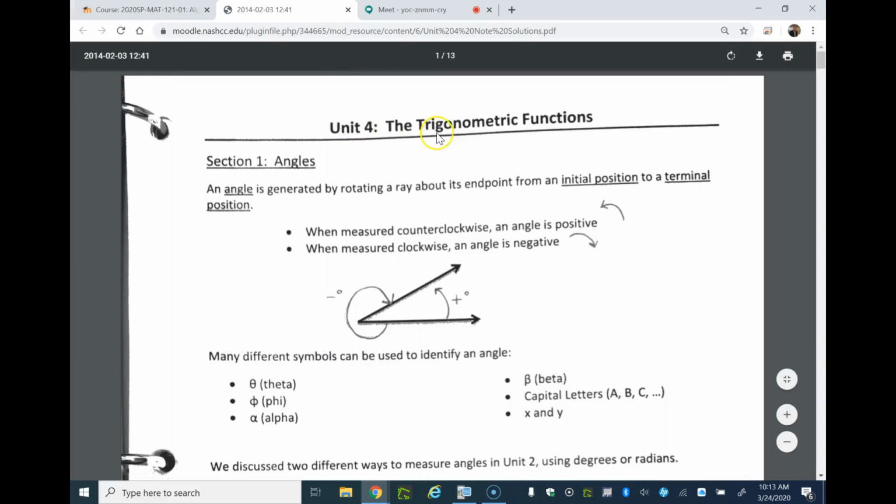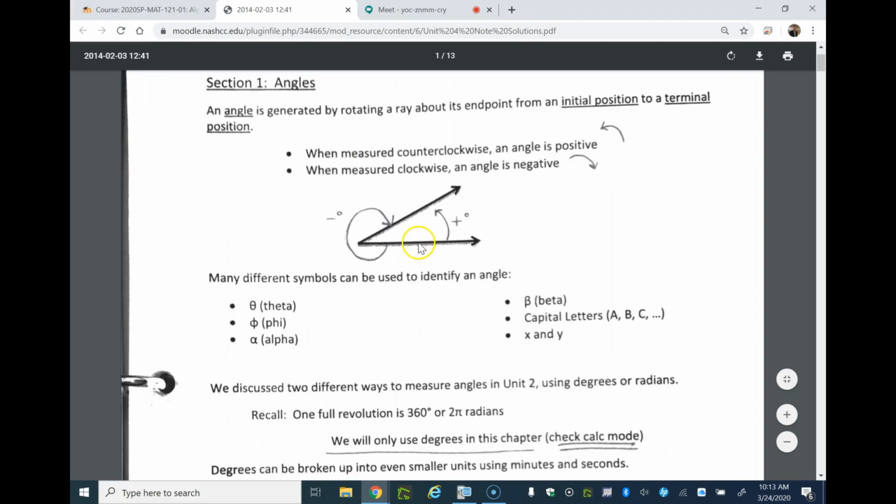All right, Unit 4 talks about trig functions. For section 1, we're just going to first talk about angles. So I think you already know what a regular angle looks like going this direction. Angles are usually going counterclockwise, and there is another angle on this side.